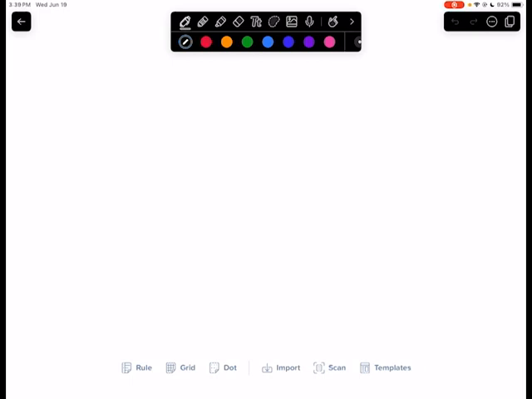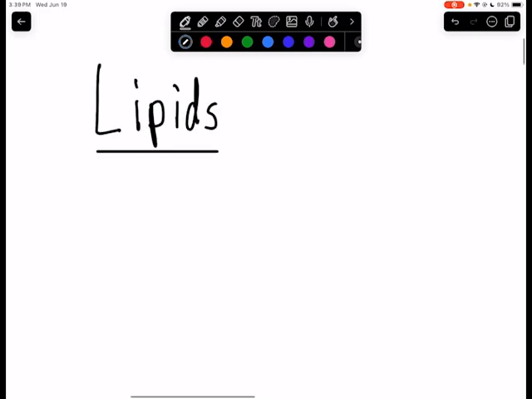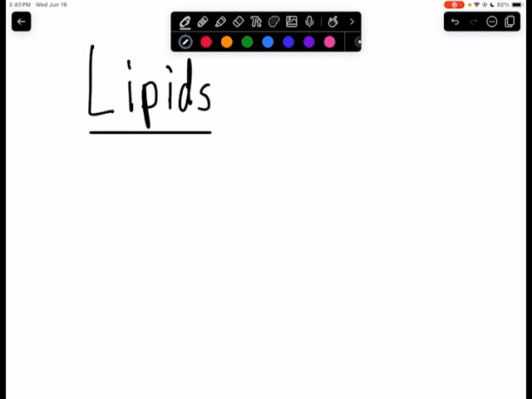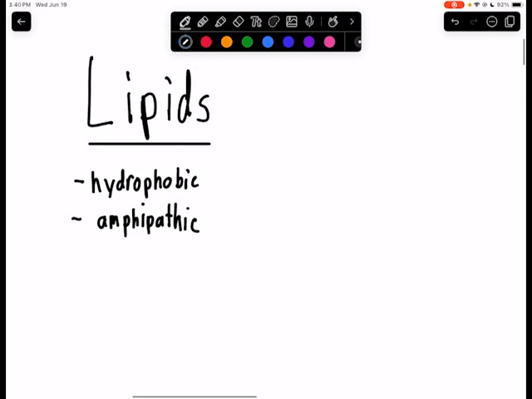So today we're going to be talking about lipids. Okay, so basically what are lipids? There's no really good term for this, but basically it's just any molecule that's hydrophobic or amphipathic. That's a mouthful. And you probably guessed it, hydrophobic means that it doesn't like water, and amphipathic means half of it likes water, half of it doesn't like water.